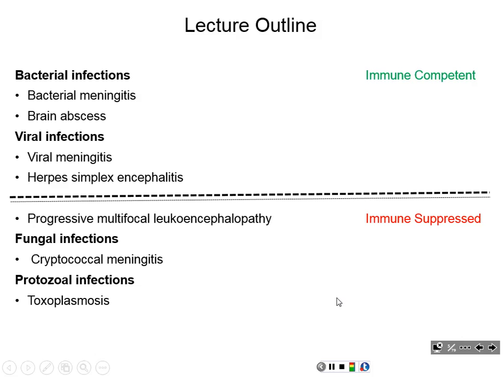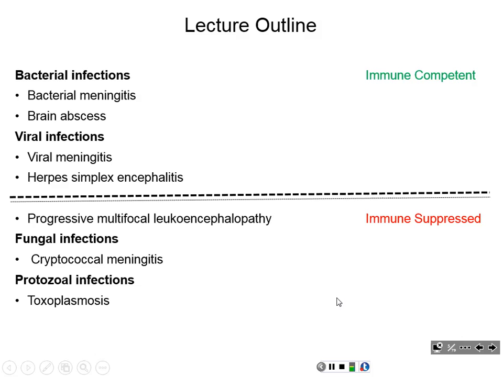A little bit of an outline of how I'm going to approach the lecture today. Before the break, I'm going to be looking at infections in immune-competent individuals. These are the ones that you will most commonly see in your practices. And I'm going to break this into bacterial infections, including bacterial meningitis and brain abscesses, and viral infections, including viral meningitis, and then focusing on viral encephalitis, on herpes simplex encephalitis.